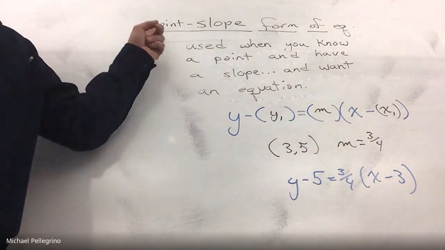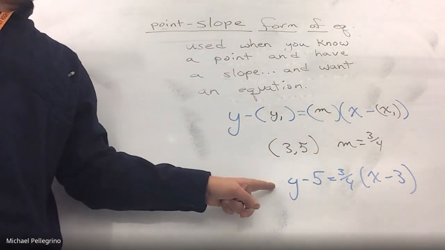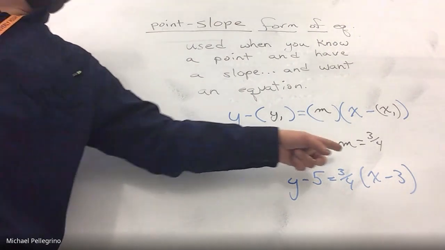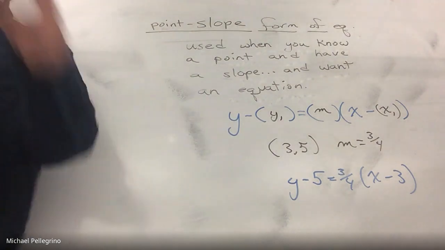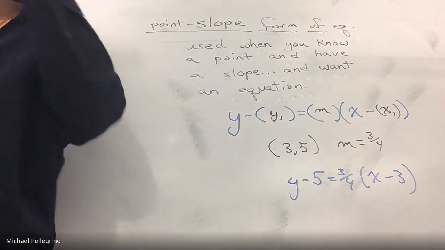Because I used the point-slope form of the equation, it's guaranteed that this line is going to pass through the point (3, 5), and it's going to have a slope of 3/4. Clear? You add the 5. So you could add the 5 to the other side if you wanted. But this is fine the way it is.